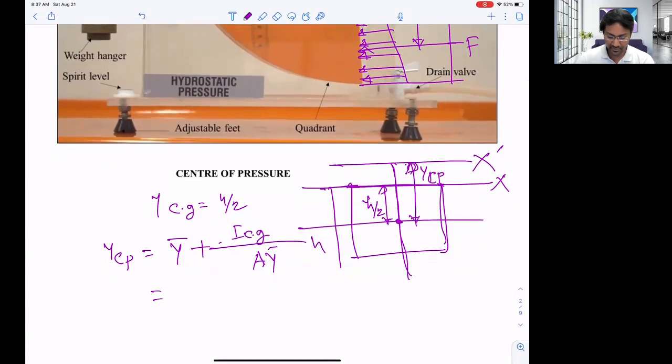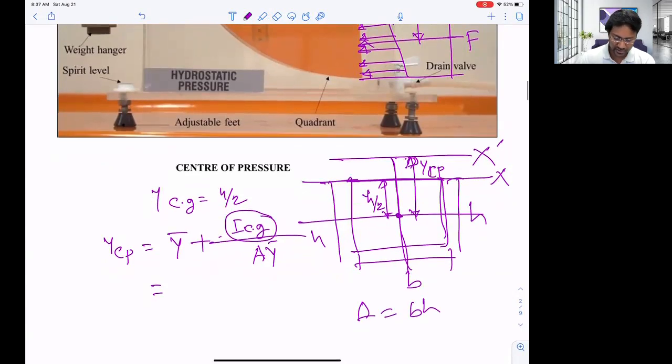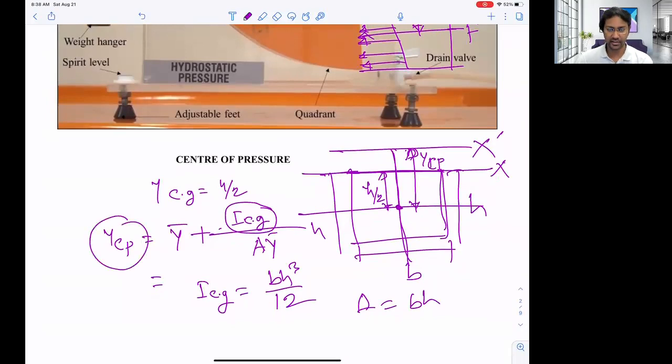We can easily calculate this if you know the value of y bar, because we know it is h/2, and you know the area, if you know b and h, it is bh. Then the only thing you need to know is ICG. For a rectangular section, ICG will be bh³/12. We know that moment of inertia of a rectangular body along the centroidal axis. If you know ICG, you can easily calculate yCp. So that is the theoretical calculation of center of pressure.